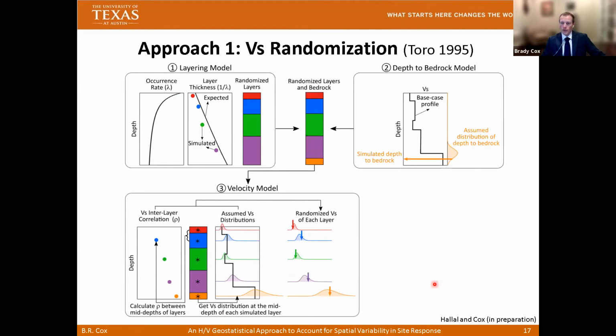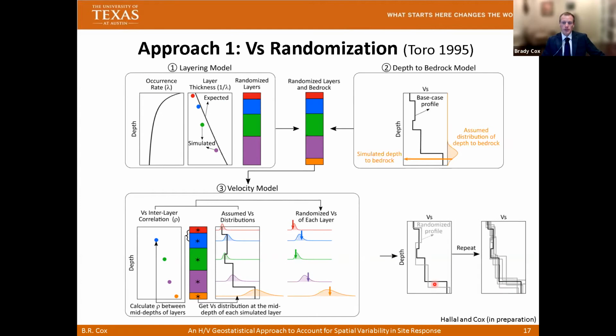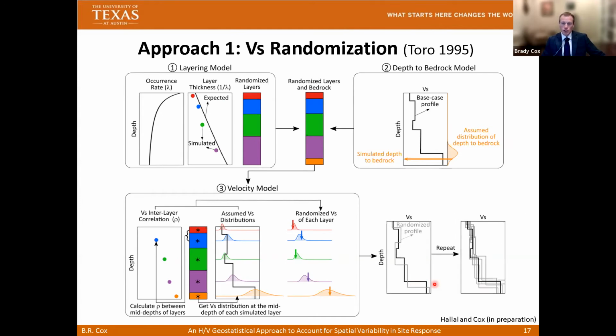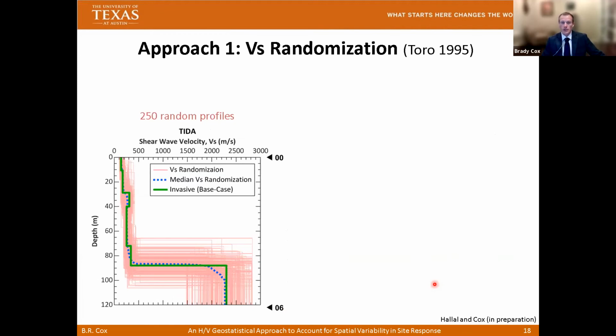Suffice it to say that we have stochastic models where we can randomize shear wave velocity as a means to account for subsurface variability. This approach is used very commonly in probabilistic seismic hazard analyses for critical facilities. Through this Toro randomization approach, we can develop suites of VS profiles. For example, when we apply Toro randomization at Treasure Island, you can see that we're able to recover. There's 250 randomized VS profiles here in pink, and their median is a very close representation of the base case profile, which is measured using PS suspension logging.